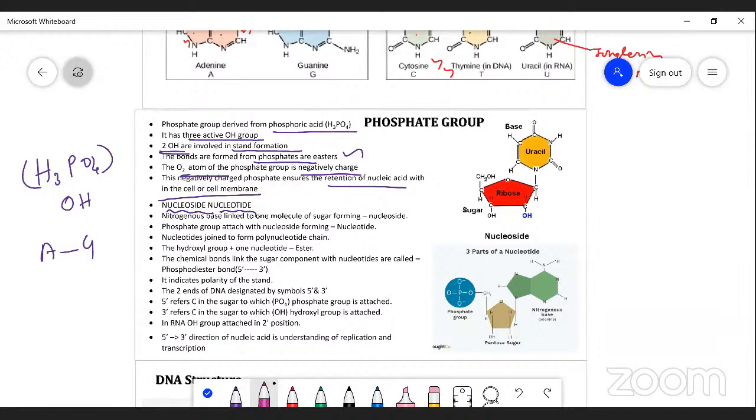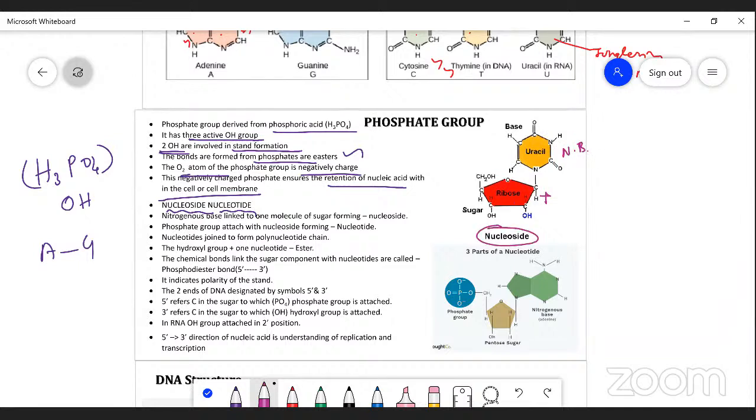Now see the nucleotide and nucleoside diagram. These are not given in your book now. You want to know about the shape, size and arrangement of the nucleoside as well as the nucleotide. The nitrogenous base linked to one molecule of sugar is called the nucleoside. See here, the nucleoside is a ribose sugar, and only one nitrogenous base is attached. So this compound is known as the nucleoside.